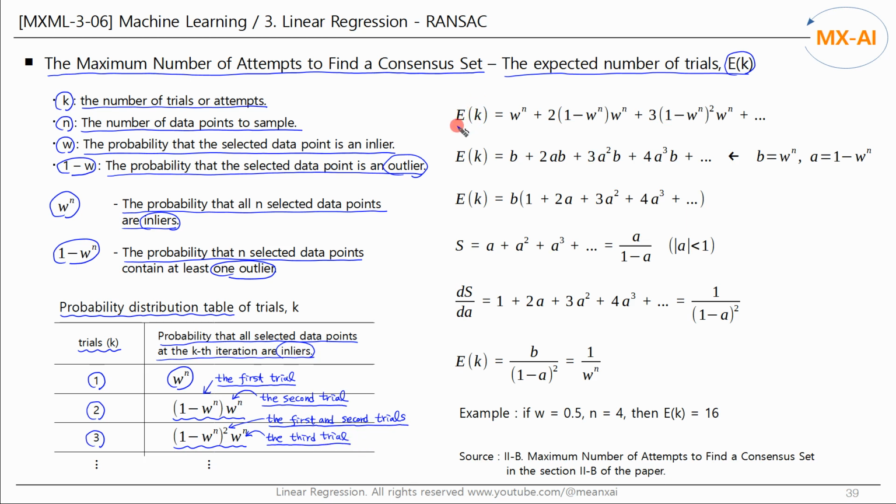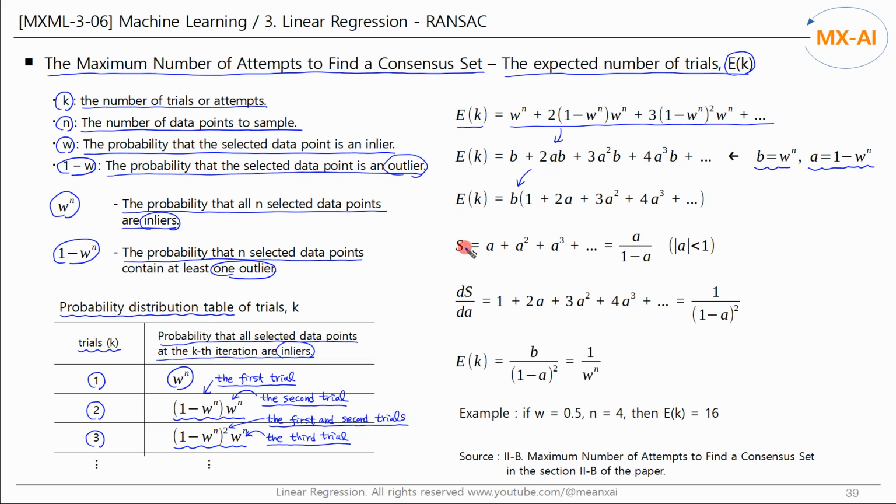Calculating the expected value of k in this probability distribution table is as follows. Let W to the power of N be b, and let 1 minus W to the power of N be a. Then, the above equation can be written as follows. Here, if we take b out of the parentheses, it looks like this.